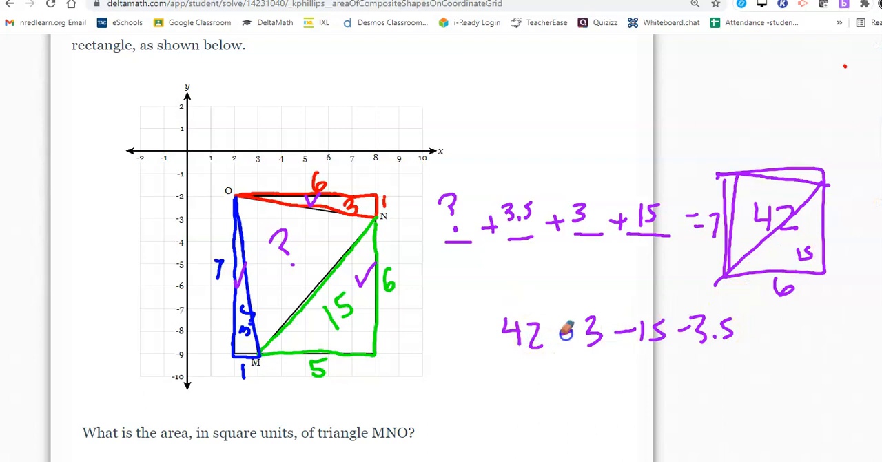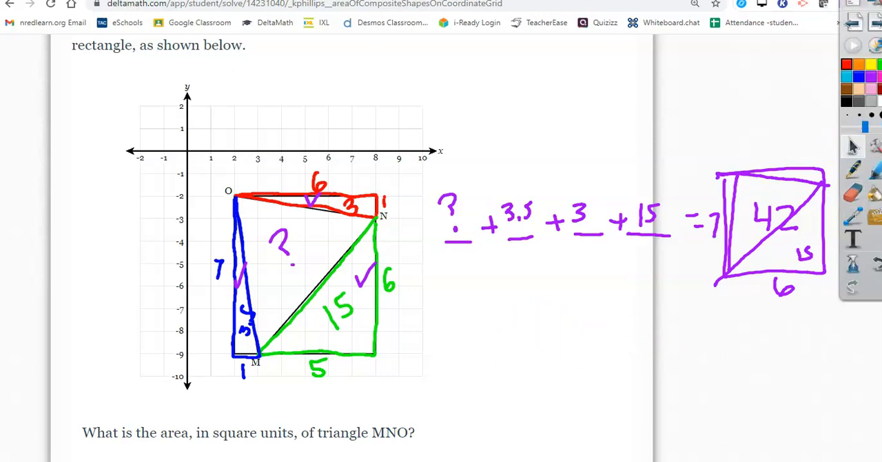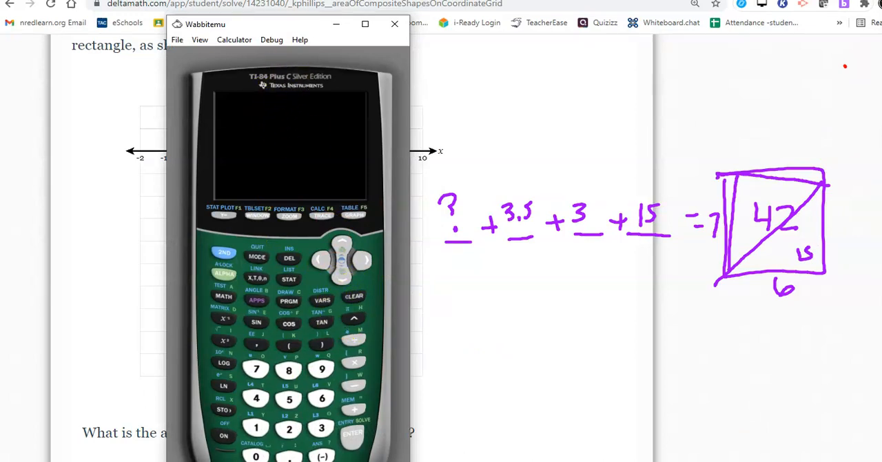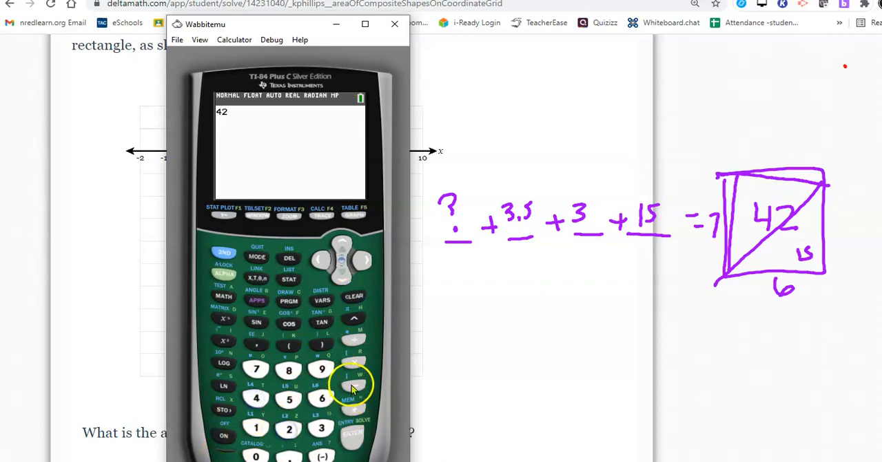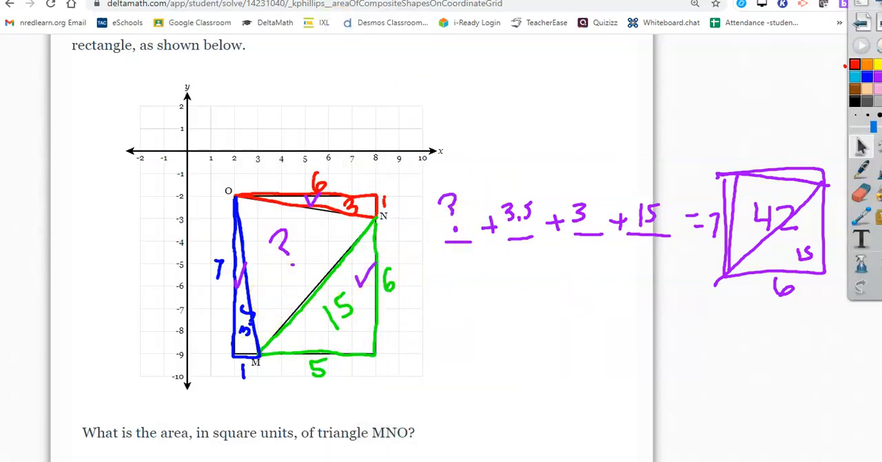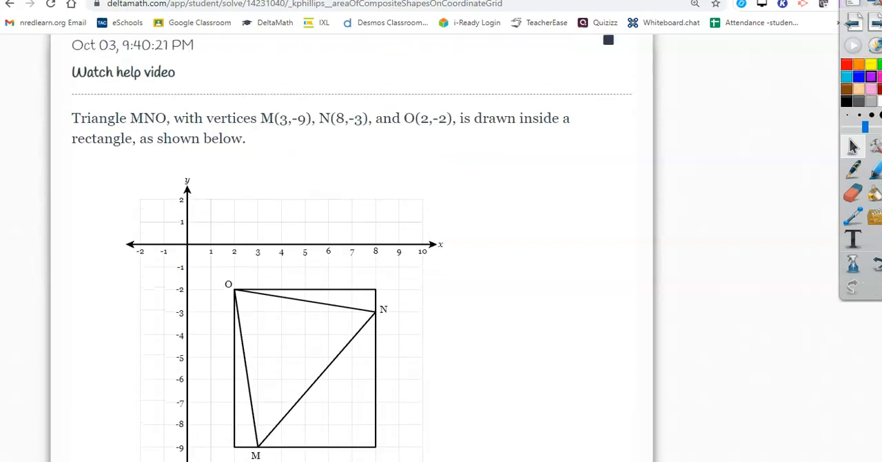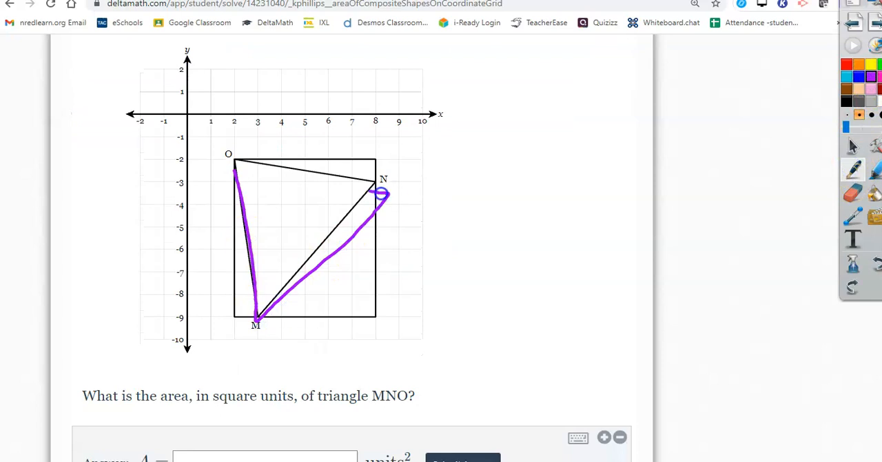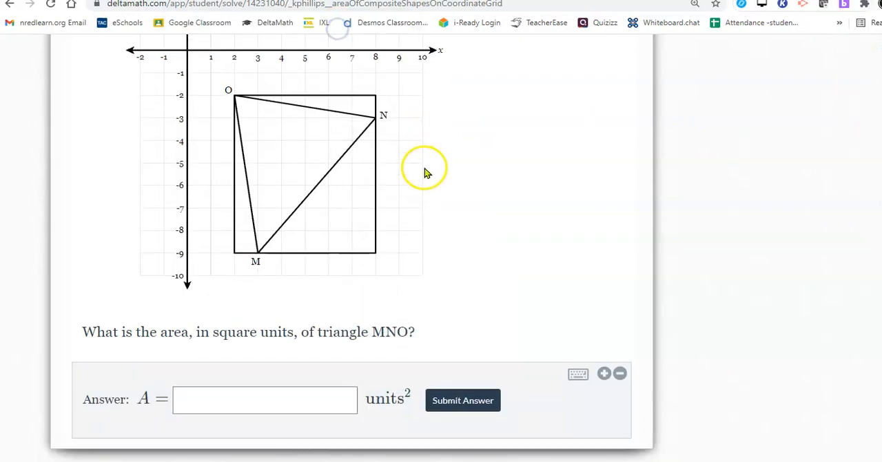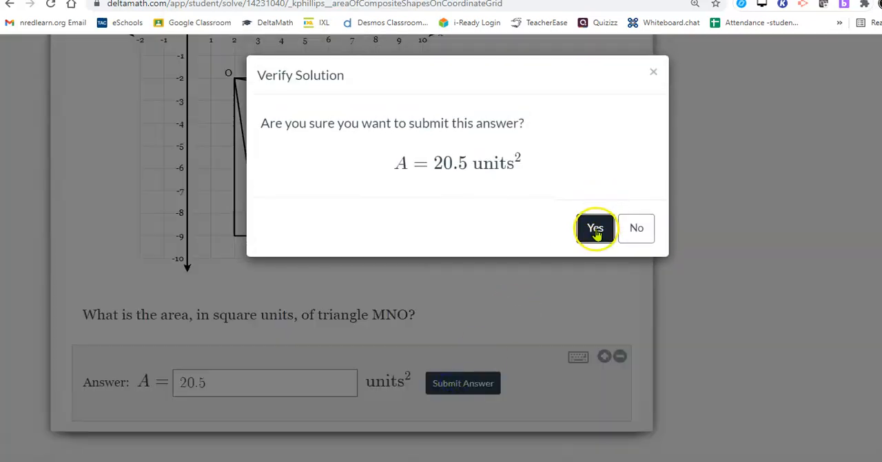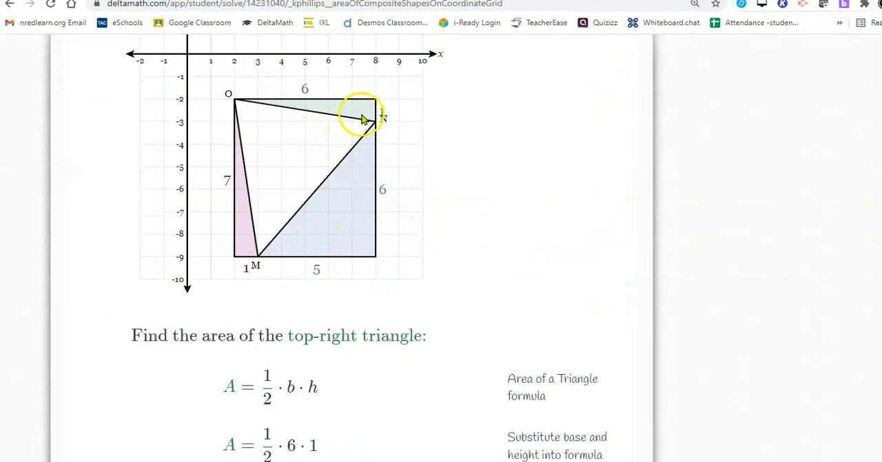So what I can do is solve this using my calculator and subtract these numbers from 42. So let me get my calculator ready. My total here was 42, and I'm going to subtract from that my 3, my 15, and my 3.5. And it looks like I get 20.5 is left. So 20.5 must be the area of that inner triangle here. So let's type that in. Again, the number was 20.5. Awesome. See that? They color-coded as well.